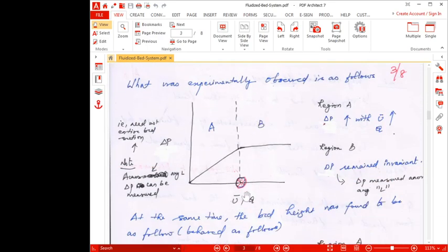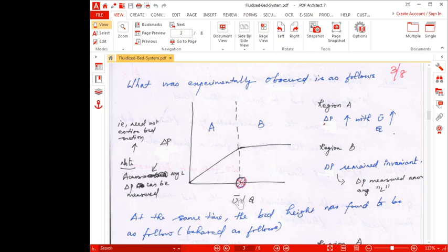It was found that at very low flow rates, at very low velocity, this was almost a straight line passing through the origin, and after some point, this point which I have marked here, the pressure drop becomes almost flat. That means the pressure drop did not vary. So this is very interesting, right? We typically know that the more fluid we pump in, the more the pressure drop should be, because you know that pressure drop is directly proportional to velocity. So the more fluid you pump, the more should be the pressure drop.